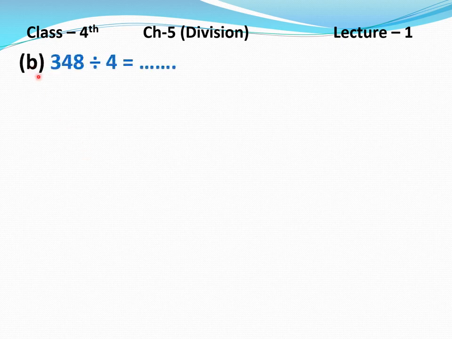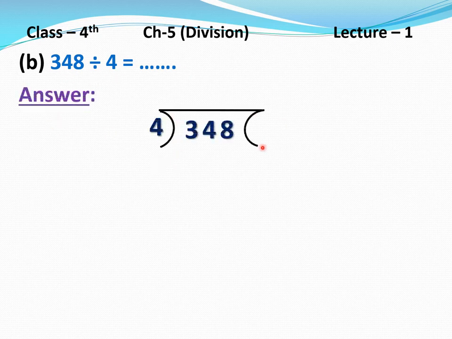Now B part. 348 divided by 4 equals dash. We have to divide 348 by 4. Write down the answer. First of all make a sign. Write down 4 here and write down 348 here. Now see, 4 is a single digit divisor. So we will take only one number in the dividend, that is 3. But 3 is less than 4, so we will take one more number, that is 4. So the number will be 34.